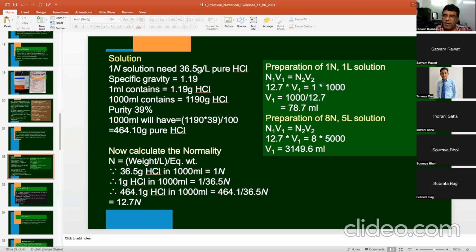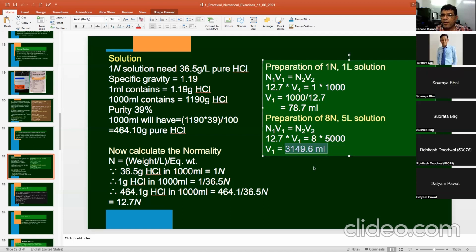Now, in the same way, if you are asked to prepare an 8 normal 5 liter solution, you can do it in the same way. 12.7 V1 is equal to, in place of 1 normal, you can put 8 normal. In place of 1 liter, you can put 5 liter or 5,000 ml. So you get the volume 3,149.6 ml. Take this much HCl and make up the volume to 5 liter. So that will be your 5 liter 8 normal solution.